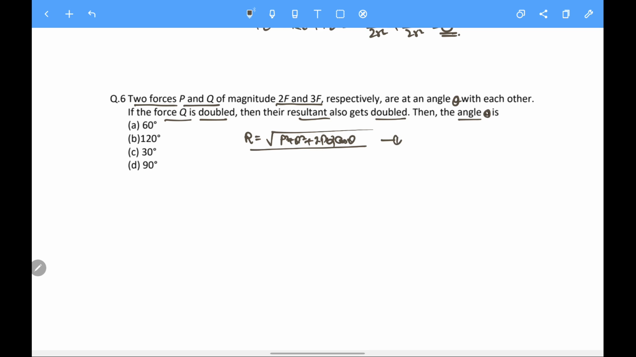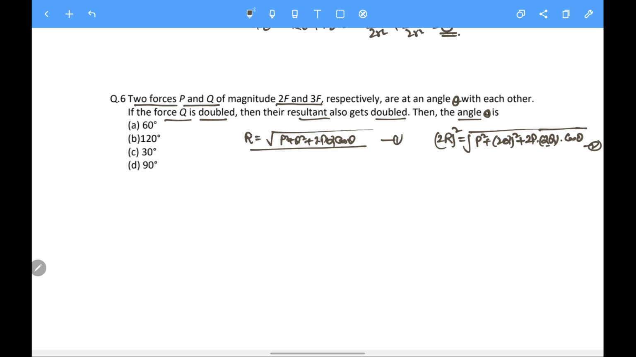This same formula was given in the earlier question. Another part: if Q is doubled, that means the resultant is also doubled. So now the resultant is 2R if Q is doubled. P is the same, so it is P square plus (2Q) square plus 2 into P into 2Q, because Q is doubled, and cos theta, the angle is the same. So we get two equations, and now using the two equations we have to find the angle theta.